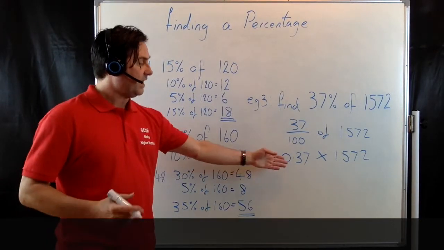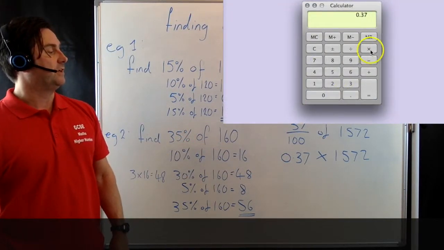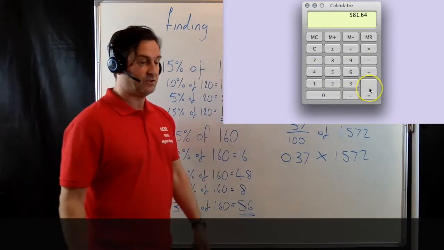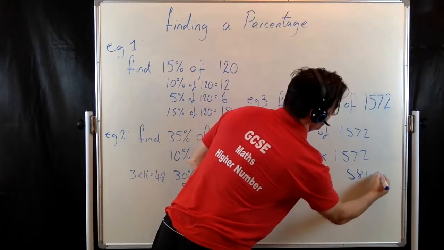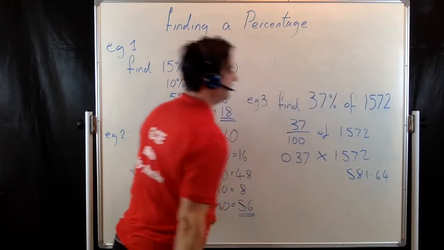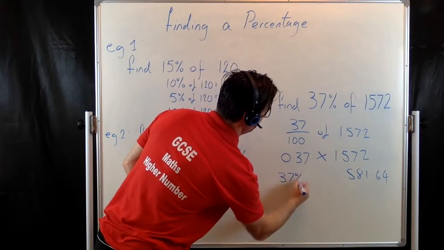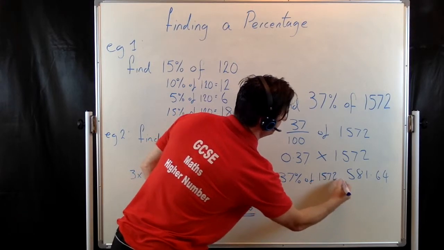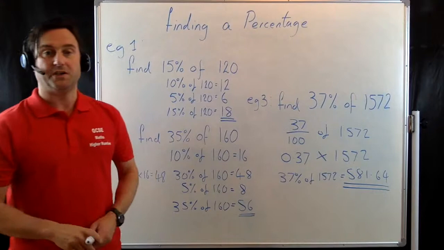So if I type this in on the calculator, 0.37 times 1572 equals, it's going to give me an answer of 581.64. So 37% of 1572 is going to give me 581.64.